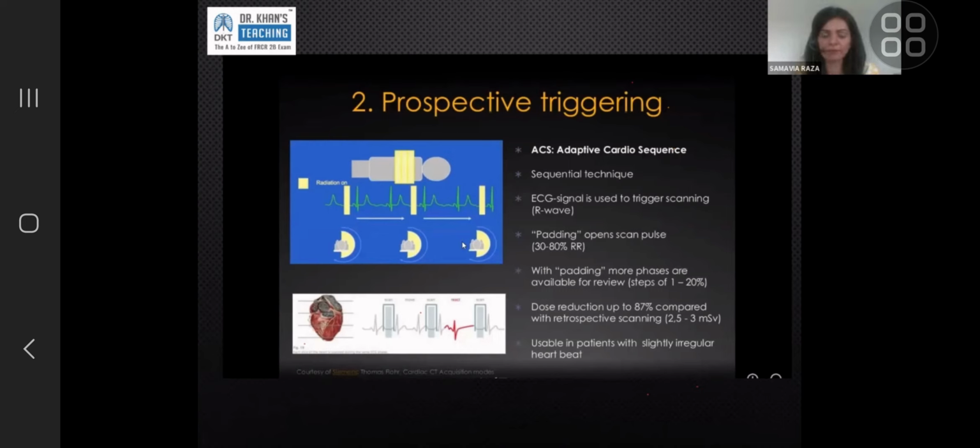So that's a lower dose scan. If the heart rate was so high, for example, more than 75, we know the scanner won't be able to cope. It's not that quick that it will be able to do that for a faster heart rate beyond a certain number. What we then do is we ask it to scan retrospectively.